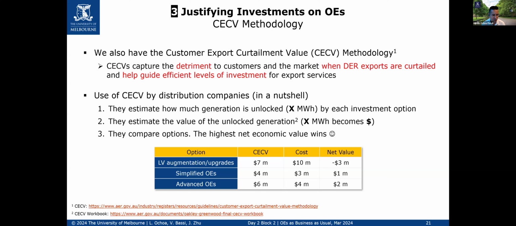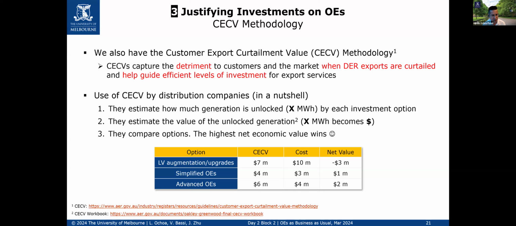Now, let's suppose that you go for operating envelopes, a simplified approach. The CECV will say, well, because it's simplified, your estimation is that you're still going to curtail, but not that much. And that means that you're still unlocking generation, the equivalent of $4 million. The cost of this simplified operating envelope approach is 3 million. So 4 minus 3 is 1 million. So the simplified operating envelope already for that regulatory period has a much higher net value than augmentation.